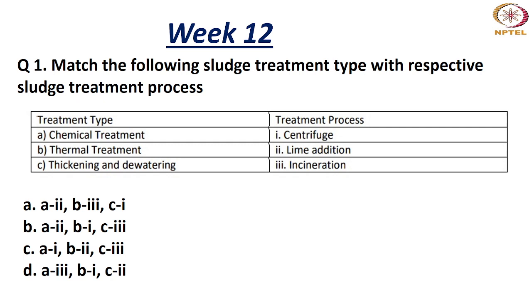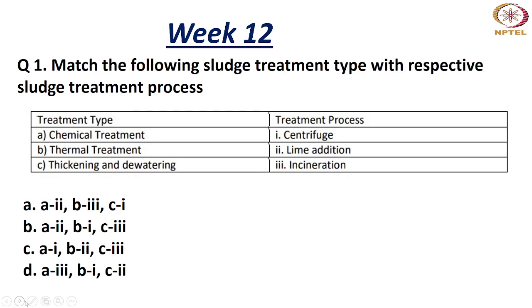Okay, so we'll go for the solution and check the answer. The correct answer is A. The chemical treatment is related to lime addition. We treat the sludge using chemicals, which is called chemical treatment, and in that process we add lime, so it will increase the pH to around 12, and we should keep the sludge for at least 2 hours.